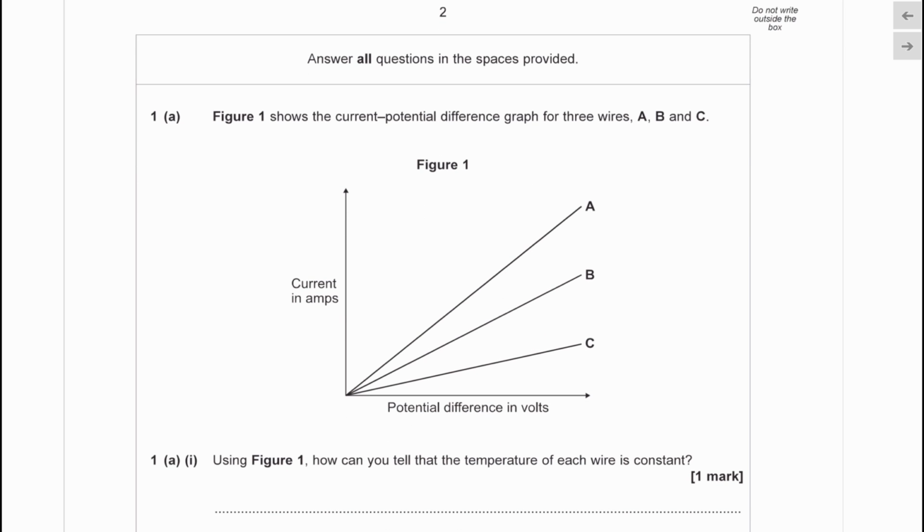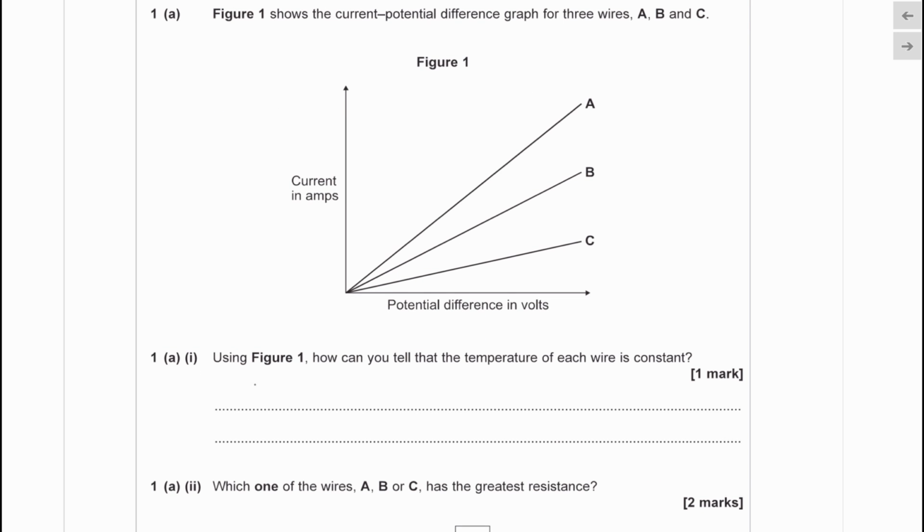Alright, now question 1 says that figure 1 shows the current potential difference graph for 3 wires, and those wires are A, B, and C. And 1A says, using figure 1, how can you tell that the temperature of each wire is constant? Alright, now you need to know that at constant temperature, you have constant resistance, right? Because resistance varies with temperature.